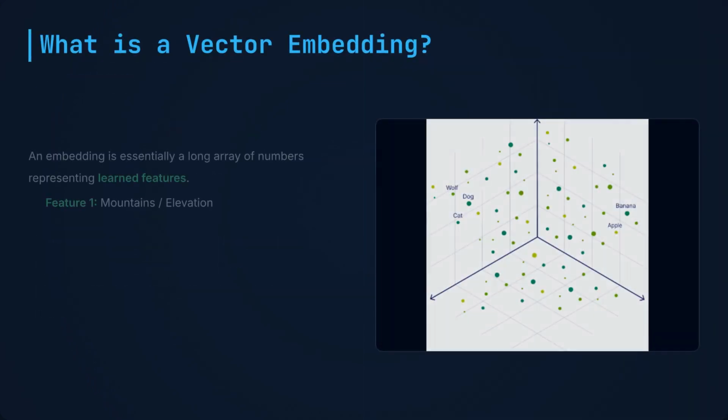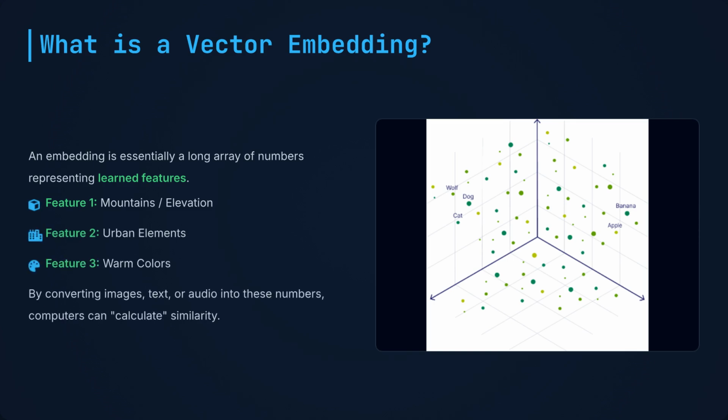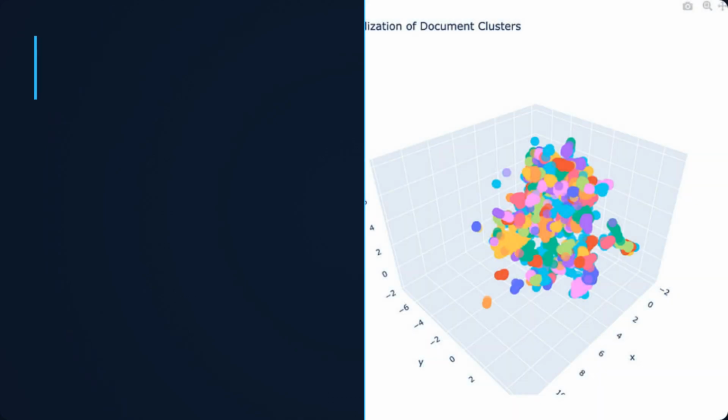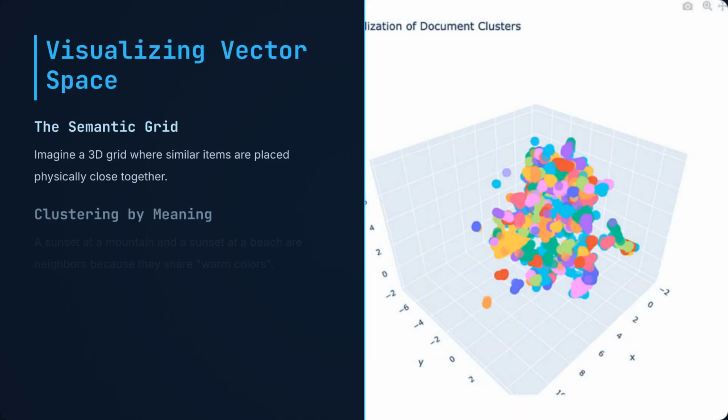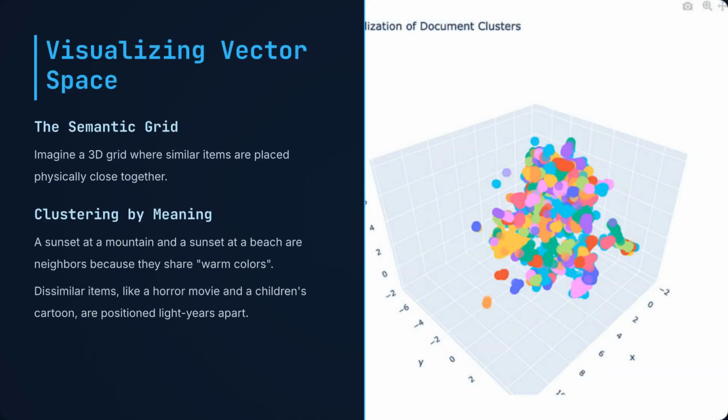A vector embedding is a long array of numbers representing learned features. By converting data into these numerical vectors, computers can accurately calculate similarity based on features like elevation, urban elements, or warm colors. Visualizing vector space, similar items are clustered close together on a semantic grid. For example, two different sunset pictures are neighbors because they share the feature of warm colors.